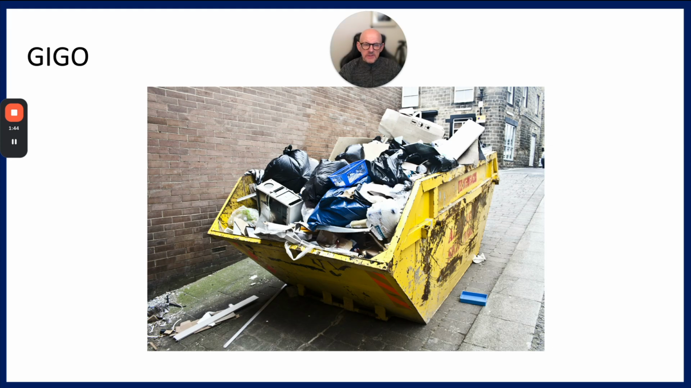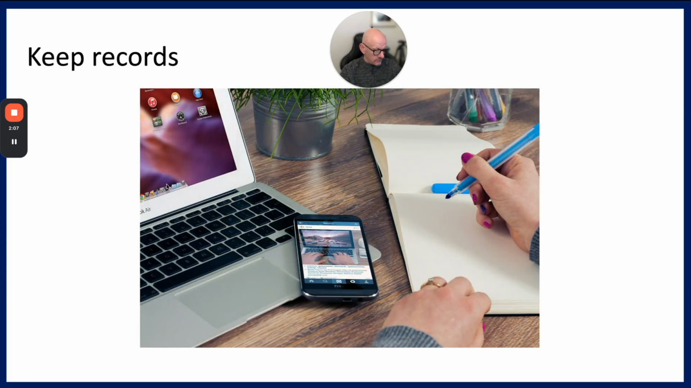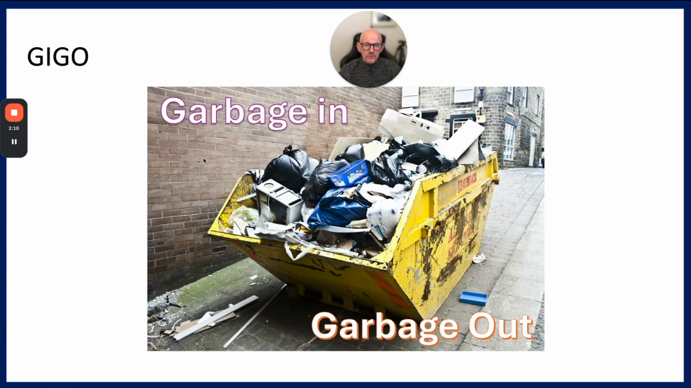Now, GIGO is a principle that relates to investigations and gathering information. It's garbage in and garbage out. Now, if you're conducting online research, effectively the internet or the web is represented here in this skip, full of lots of rubbish. And your job is to go through that skip and extract the information that is relevant to your inquiry, and it might be together in certain pieces, and reconstruct that as a piece of intelligence, a business intelligence.